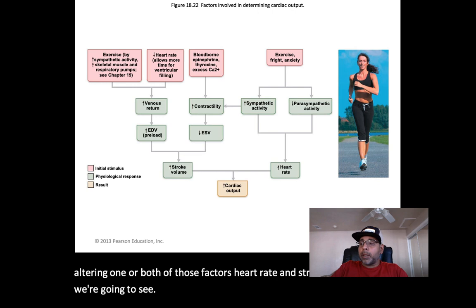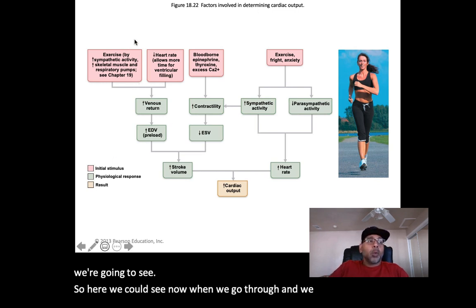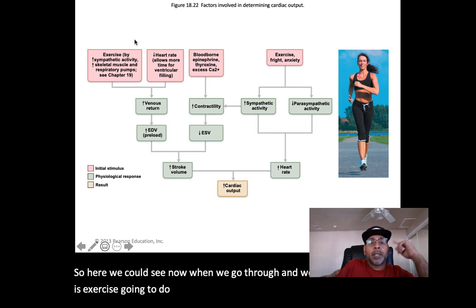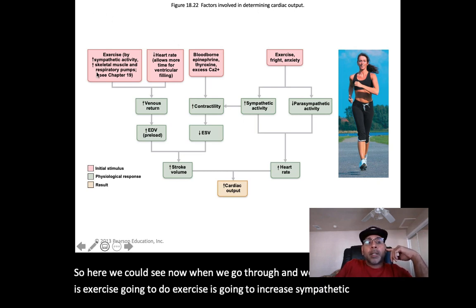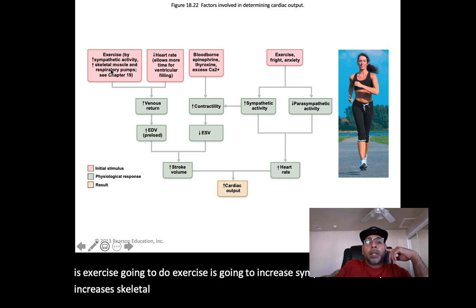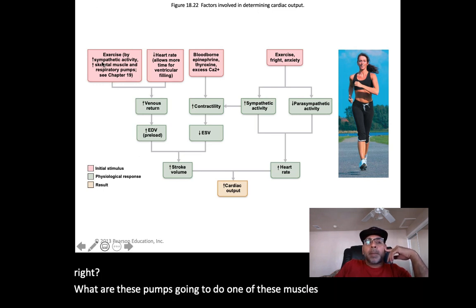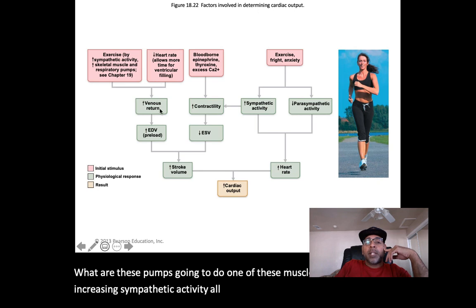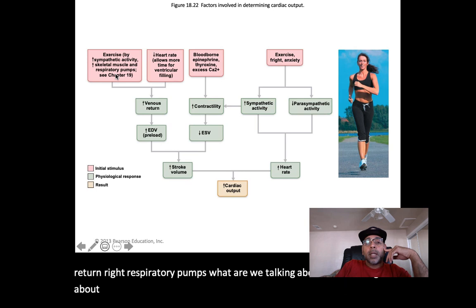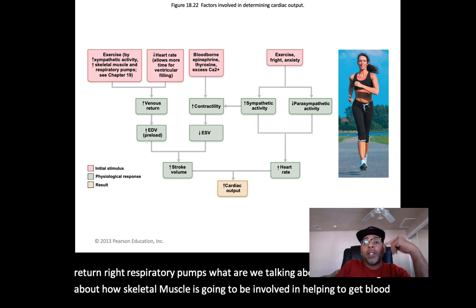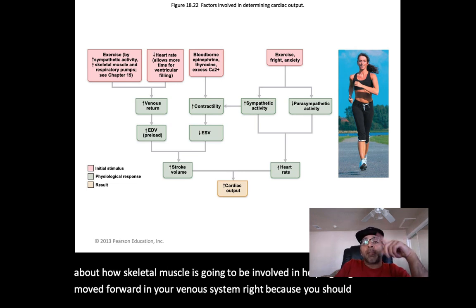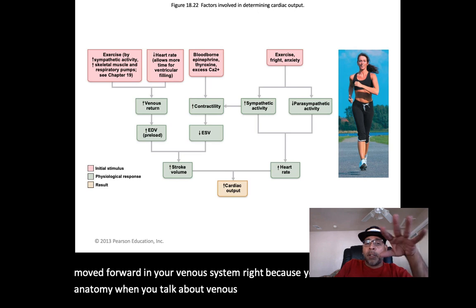So here we can see, when we go through and talk exercise, what is exercise going to do? Exercise is going to increase sympathetic activity. It increases skeletal muscle activity, also increases your respiratory pumps, right? What are these pumps going to do? What do these muscles do? What is this increasing sympathetic activity all doing? It's all helping to increase venous return, right? Respiratory pumps, what are we talking about? We're talking about how skeletal muscle is going to be involved in helping to get blood moved forward in your venous system, right? Because you should recall from anatomy, when you talk about venous blood circulation, it's totally different from that of arterial.